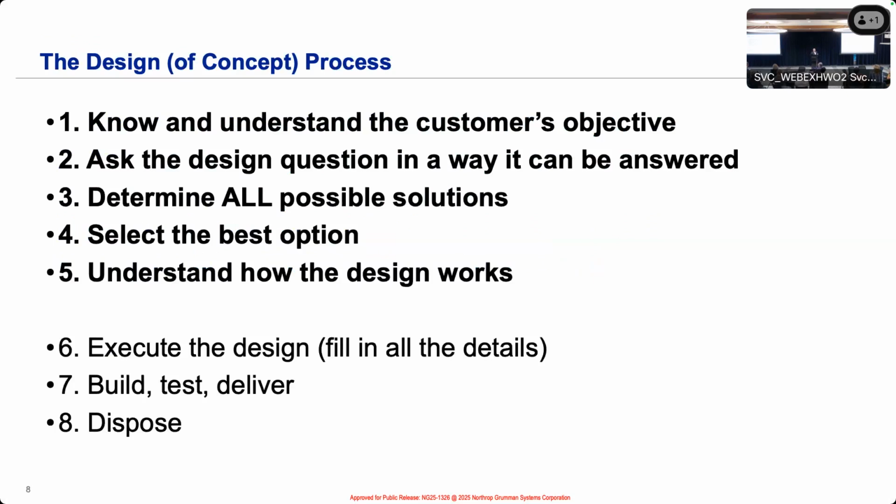We want to know and understand what the customer wants. In this case, the customer is HWO. Okay? We want to ask the design question in a way that we can answer it and respond. So this includes, how do we measure it? We want to do the best thing for HWO. Is that in terms of science performance today, potential science performance in the future, cost, schedule? It's unclear, right?